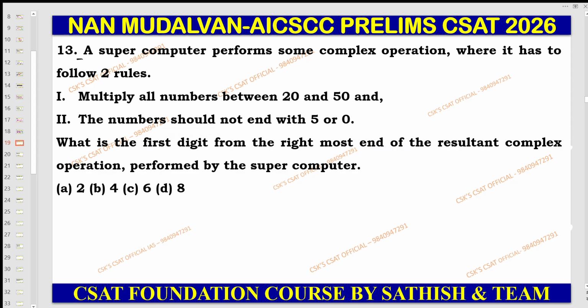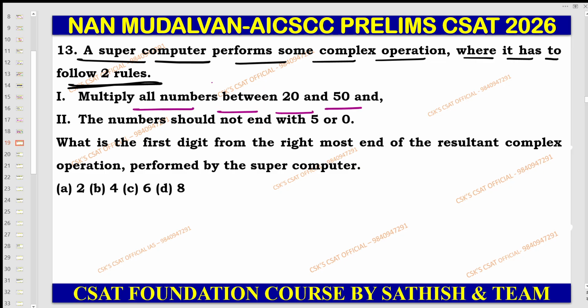So 13th question. A supercomputer performs some complex operation where it has to follow two rules. Multiply all the numbers between 20 and 50. Please understand, between. Keywords are always important. The number should not end with a 5 or 0. So between means what would happen here? 21 here, 49 here.